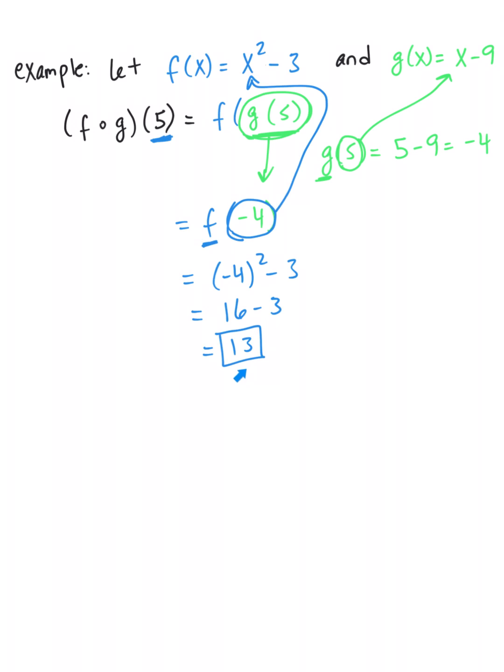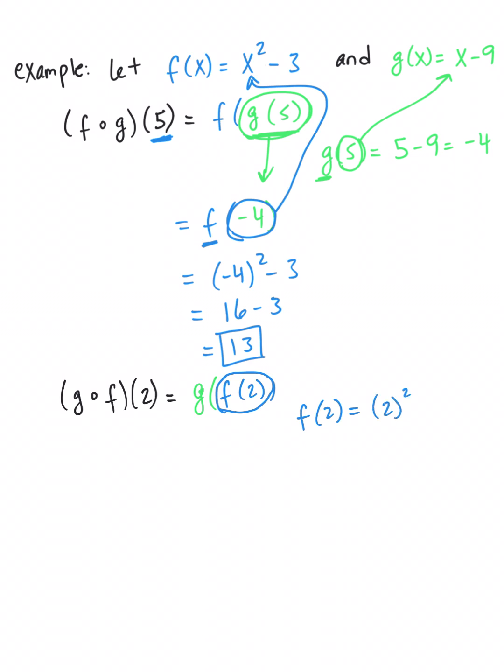Let's do another example with these two functions. Let's find g of f of 2. So we'll do the parentheses first. So we'll find f of 2 first. We'll plug in 2 for x into f of x and get 4 minus 3, which is 1. We'll make that substitution, and then we'll plug in 1 for x in g of x. So we have 1 minus 9, which is negative 8.